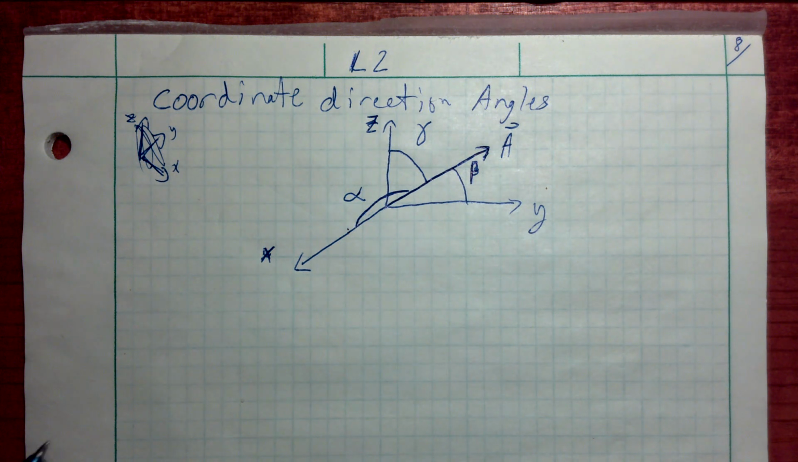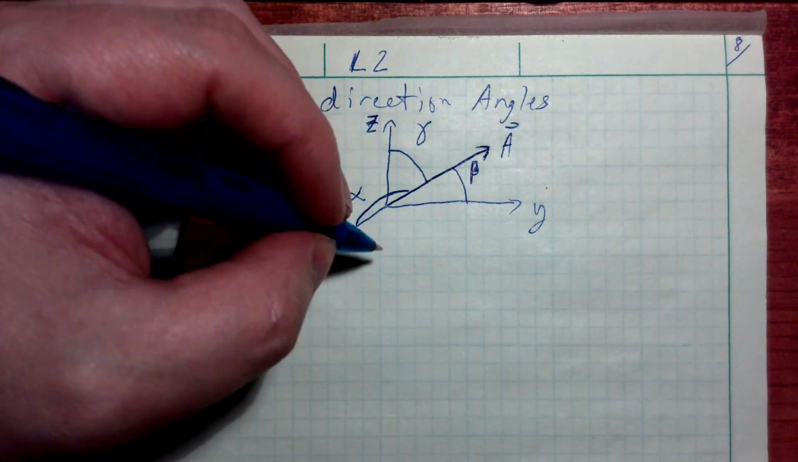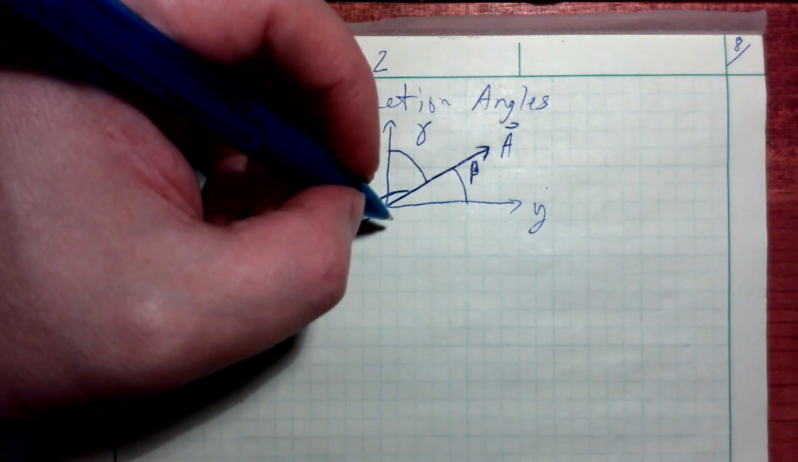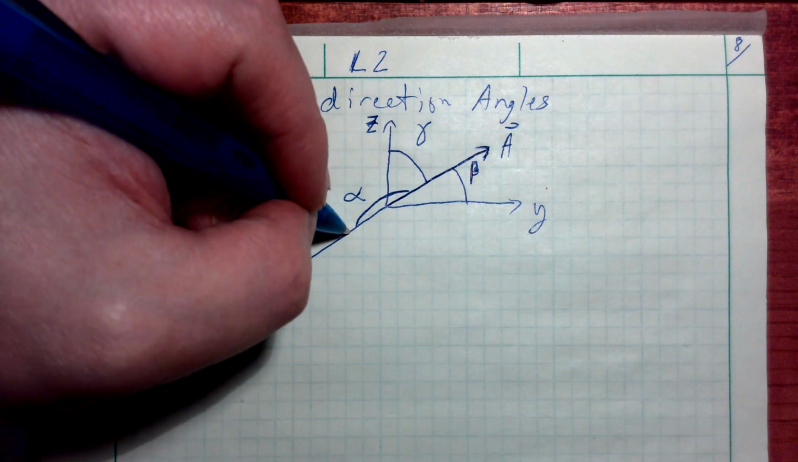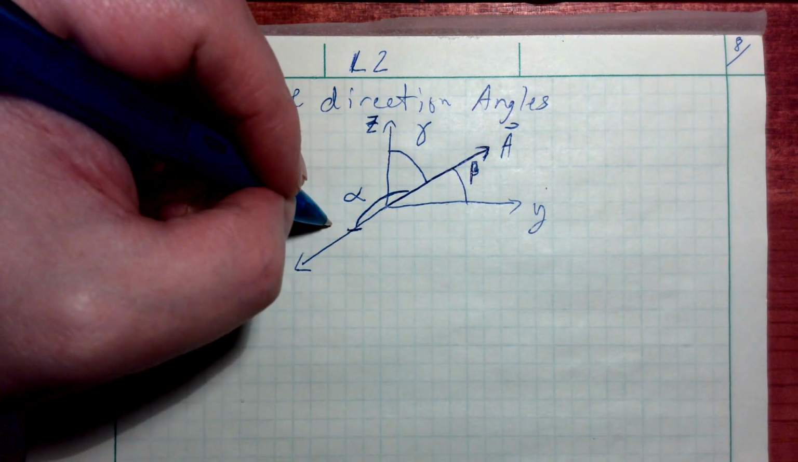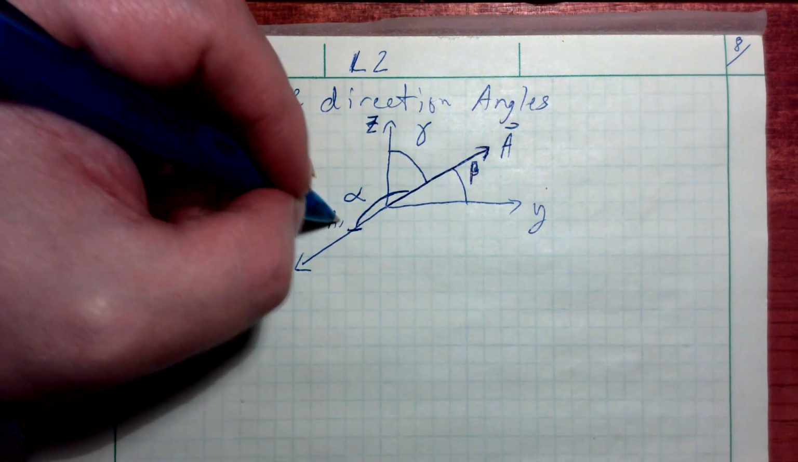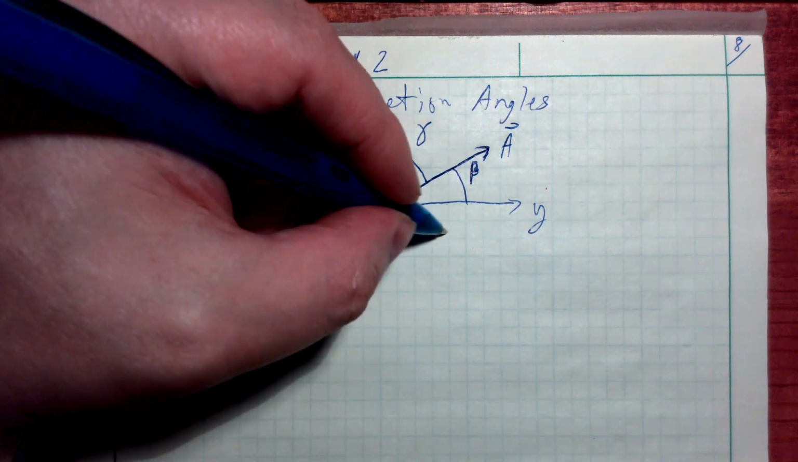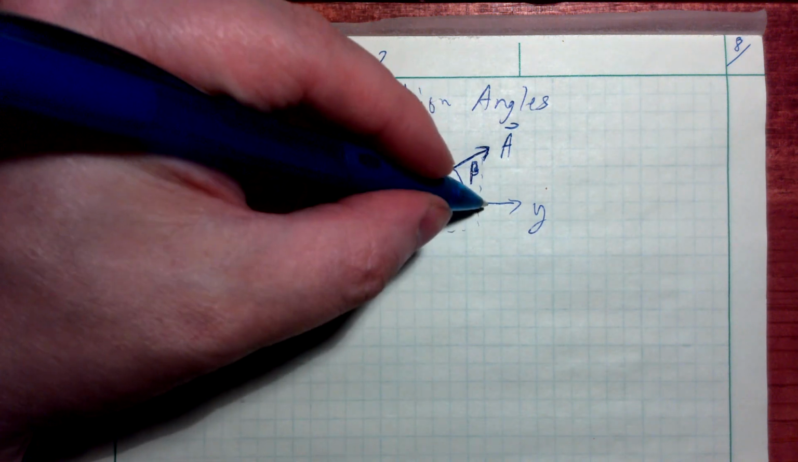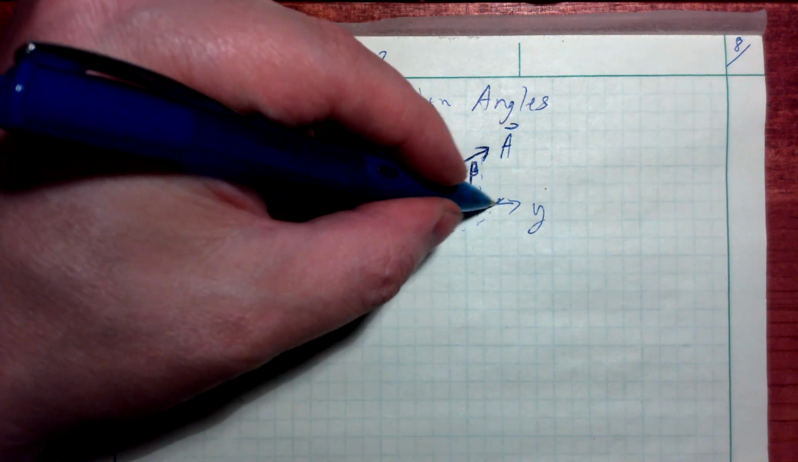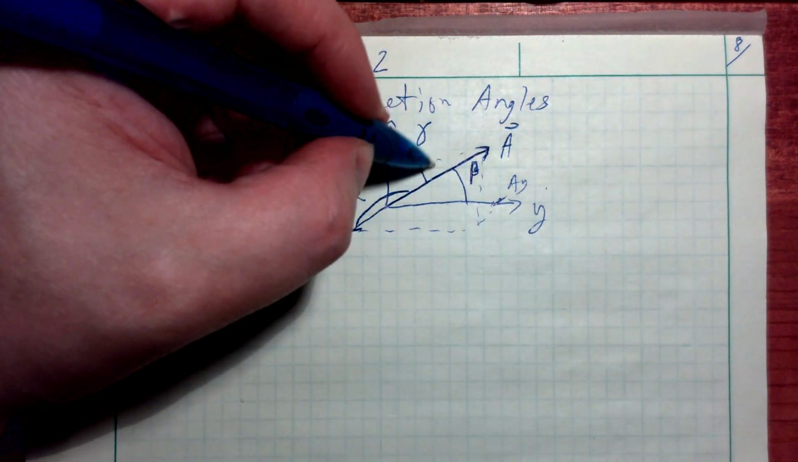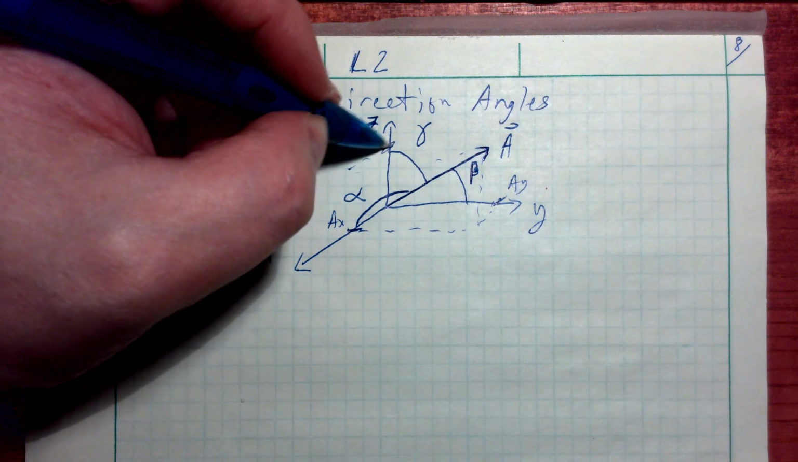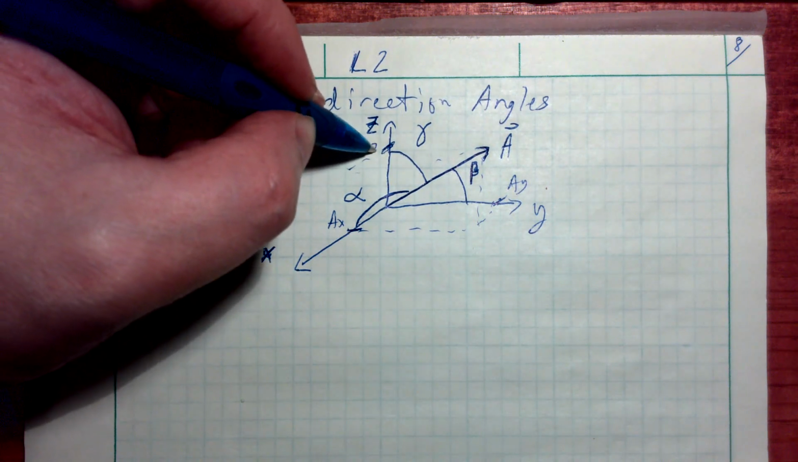And what you can do is you can say, well, the components of this vector, right? If I take how far it goes out on the x-axis and how far it goes out on the y-axis, that we'll call AY, and it goes up a certain distance AZ on the z-axis.